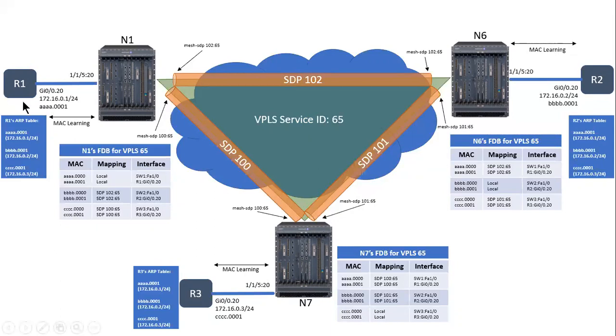So when we take a look at R1, we see that R1's MAC address, which is A.0001, is associated with this particular IP address, 172.16.0.1/24. And the important thing to make note of is that all of these customer sites are going to be on the same network or within the same broadcast domain.